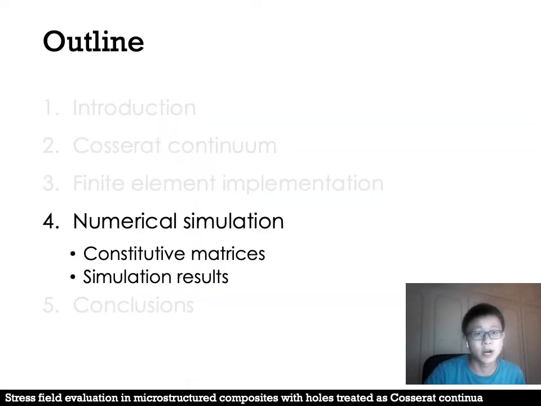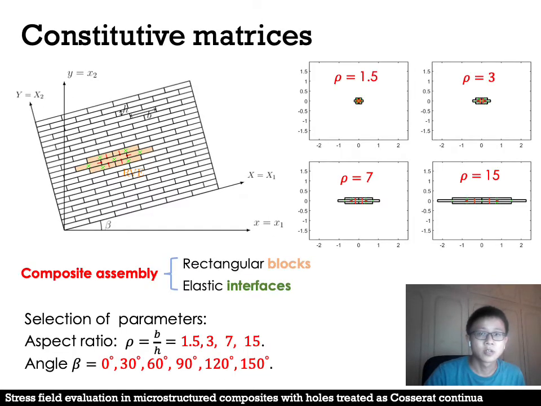Next is the numerical simulation. Firstly, we need to obtain the constitutive matrix for the Cosserat continuum by a homogenization process. Microstructured components can be considered as an assembly made of rigid rectangular blocks and an elastic interface as shown here, where the interface can represent the microstructures. A 7-block RVE can be used for better simulation results.